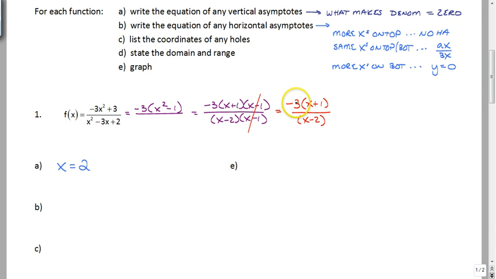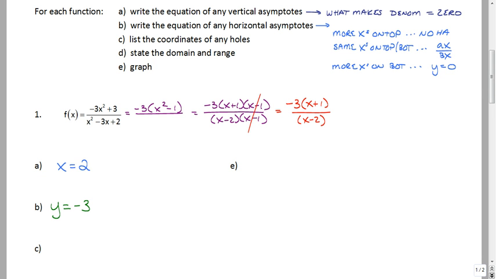So we have a -3 over a +1. So we have y equals -3. Remember, this is a line. This is a horizontal line for your horizontal asymptote. So that takes care of part B.